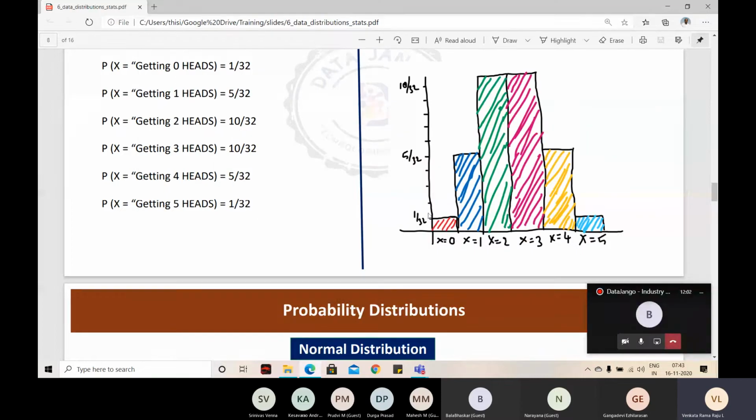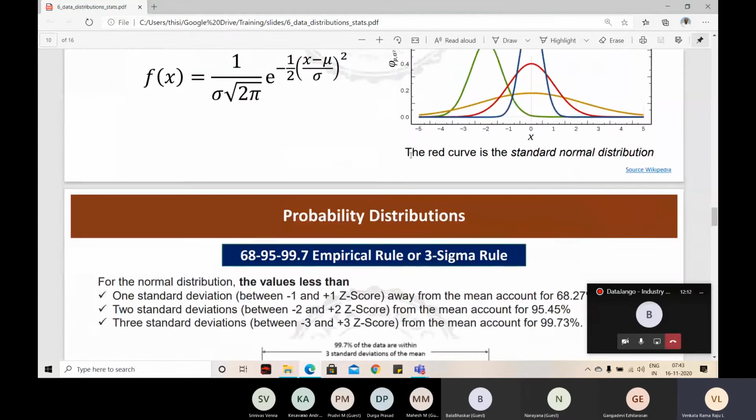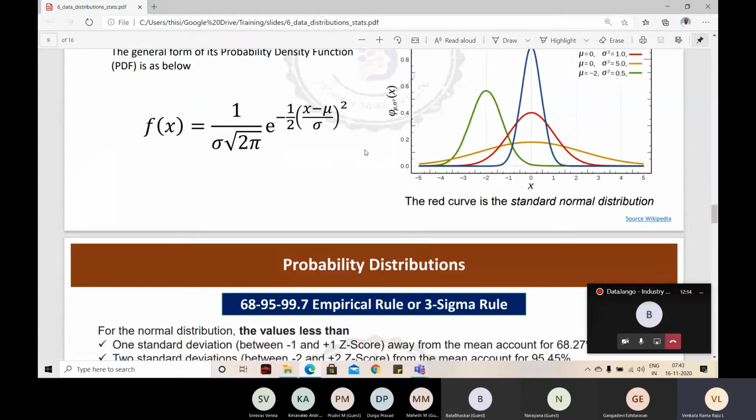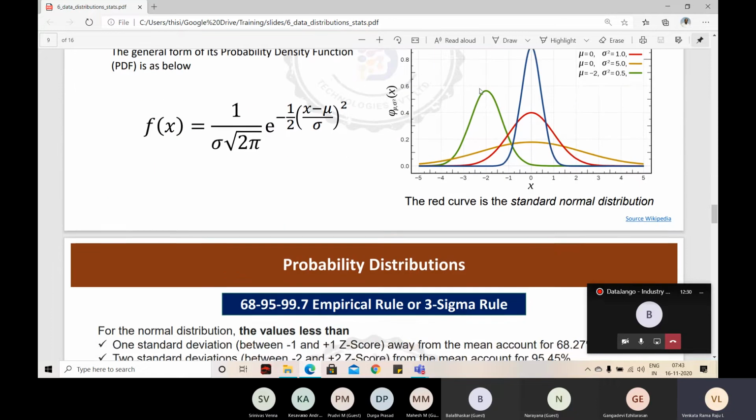So when the experiments are too many, the binomial distribution reaches the normal distribution. At that point, whether you use this formula to find the density or this formula, it doesn't matter. The probability mass function and probability density function are the same. The probability mass function is for a discrete random variable, and the probability density function is used for the normal distribution.